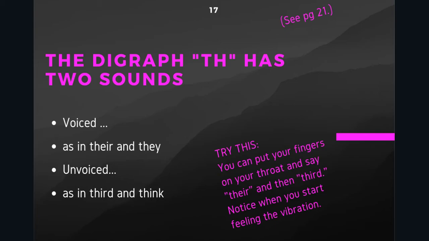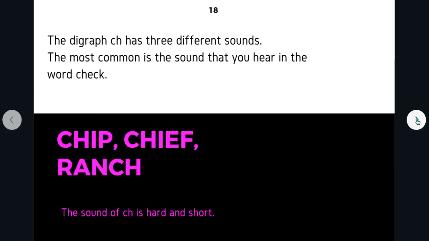But there's also unvoiced TH, so third and think. For those two words, you'll notice that if you still have your finger on your throat, when you say third, you're not voicing the word until you get to the vowel. Third. And think, same thing, right? So that's the difference between the voiced and the unvoiced with TH. It gives you a different sound.